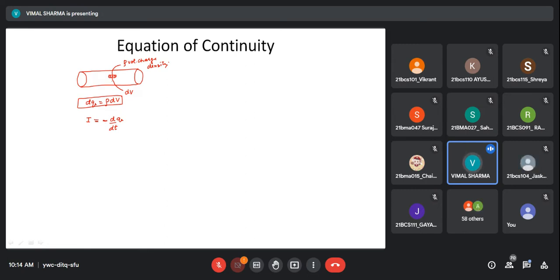When charge flows out of this small volume, or out of this closed surface, this is written as minus d by dt of q. Or I can write it as minus d by dt of the charge inside, which is given by density rho, the volume charge density of this region, times dV. Or I can write this as the integral of d by dt of rho dV.